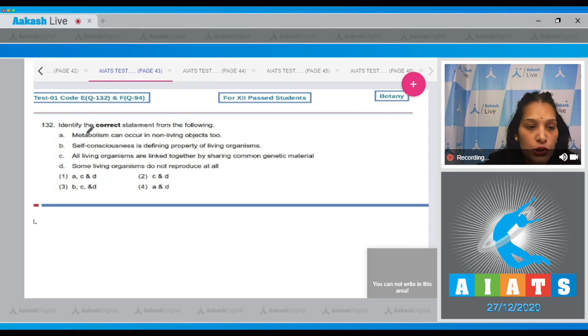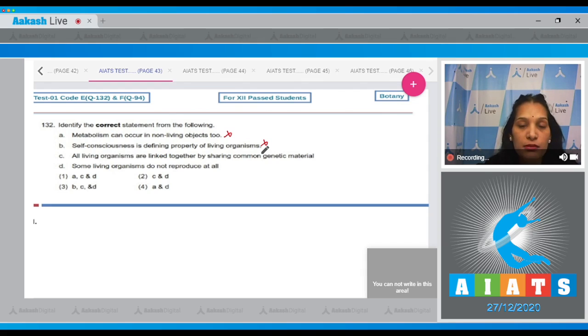Question number 132. Identify the correct statement from the following. A. Metabolism can occur in non-living objects too. No. Metabolism is the defining property of the living organisms. It cannot take place in the non-living objects. B. Self-consciousness is defining property of living organisms. No. Self-consciousness is seen only in the humans, so it is not the defining property of living organisms.